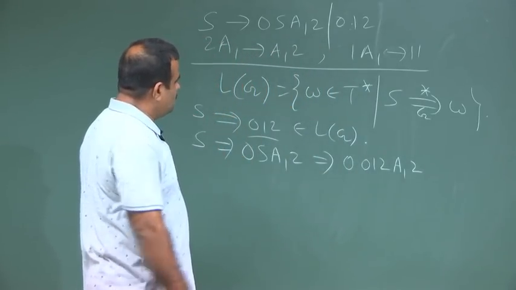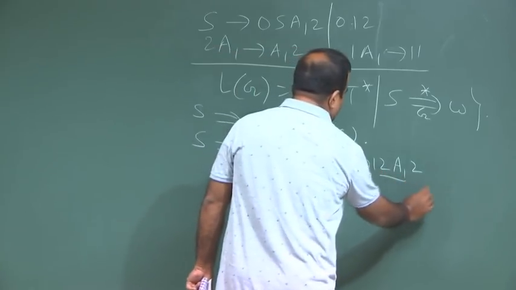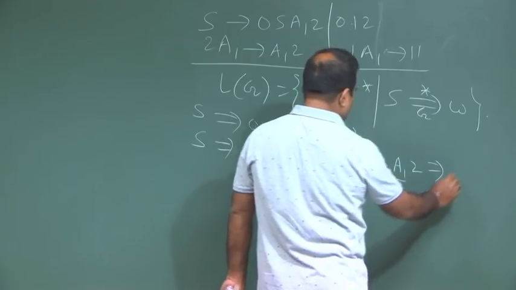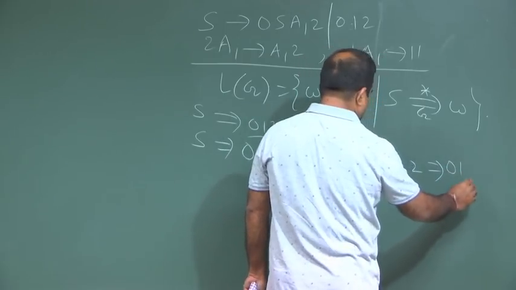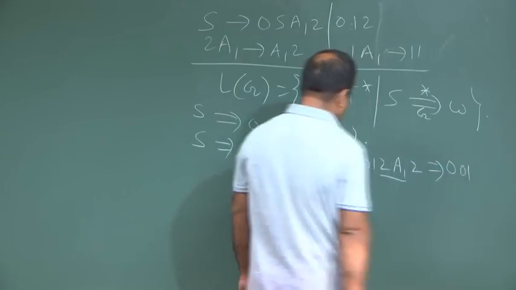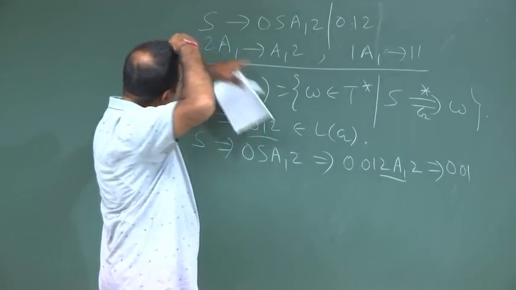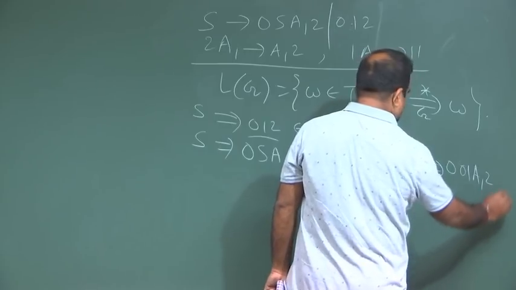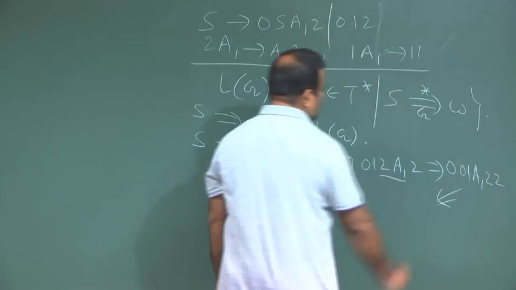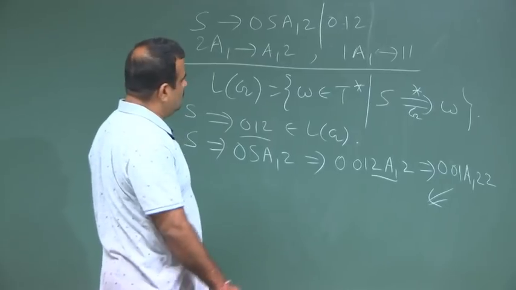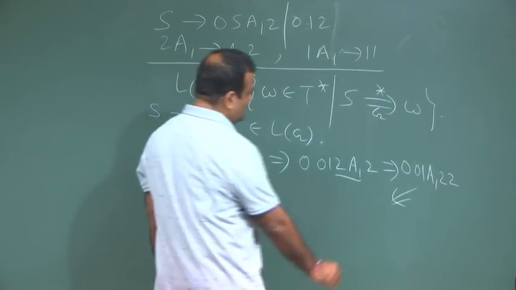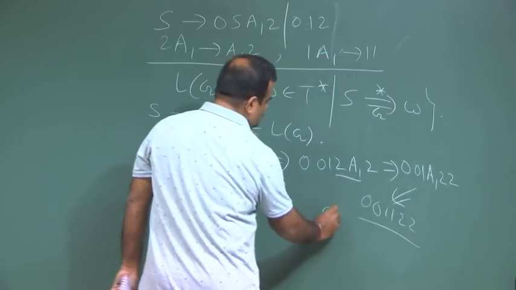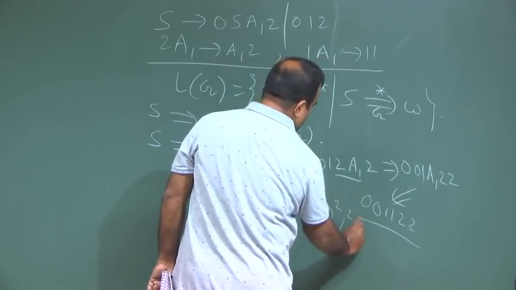And 2A1 is going to say A, 1, 2. So, this is again 0, 0, 1, and 2A1 is going to A1, 2. Now, A1 is going to A1, 0, 0, 1, 1, 2, 2. So, this is 0 square, 1 square, 2 square.